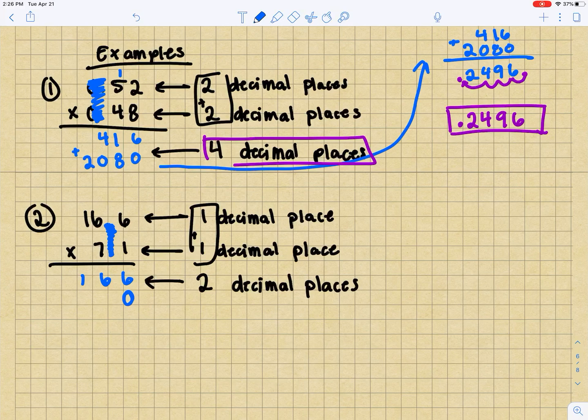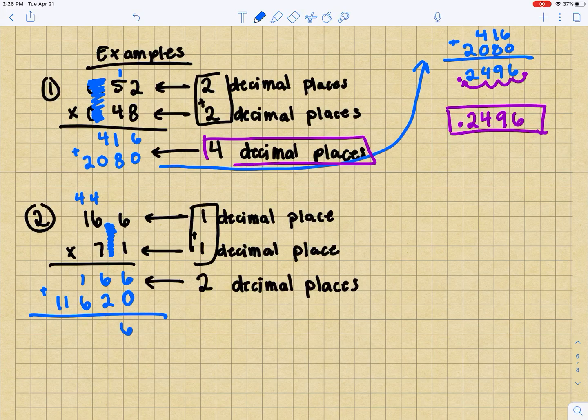7 times 6 is 42. Carry the 4. Put the 2 down below. 7 times 6 is 42 again. 42 plus 4 is 46. Carry the 4. Drop the 6. 7 times 1 is 7. Plus 4 is 11. Now, add these together.